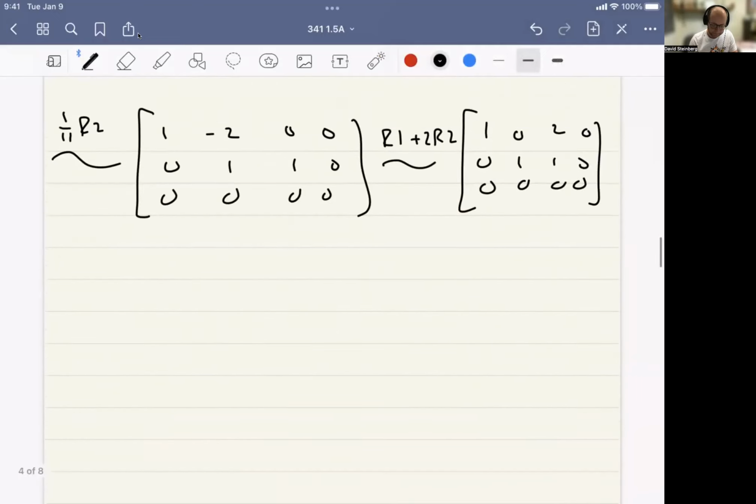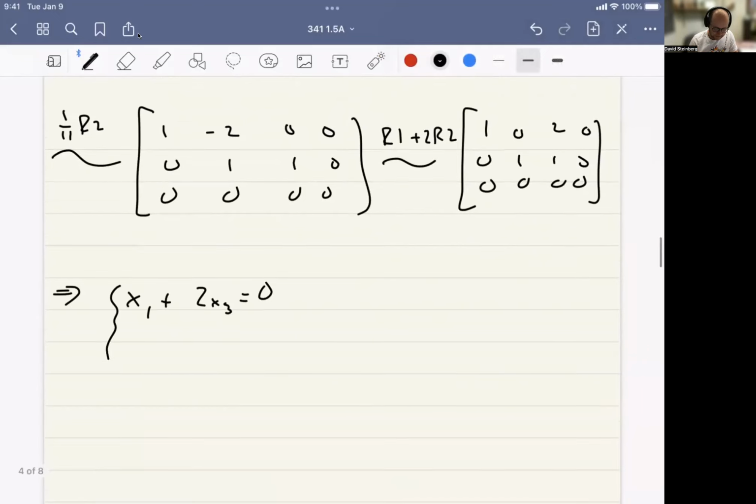So what can we say? Our original system is equivalent to the system x1 plus 2x3 is equal to 0, and x2 plus x3 is equal to 0. And so we're getting x1 is equal to -2x3, x2 is equal to -x3, and x3 is free.